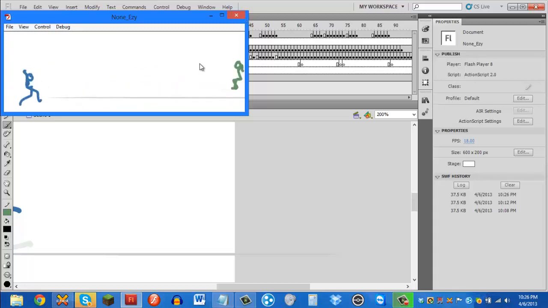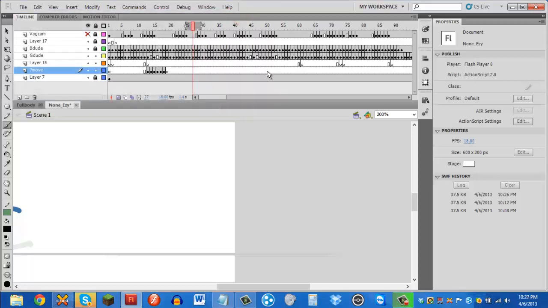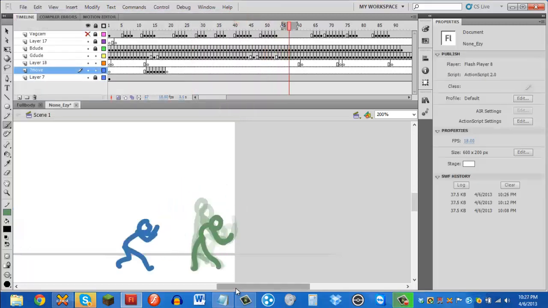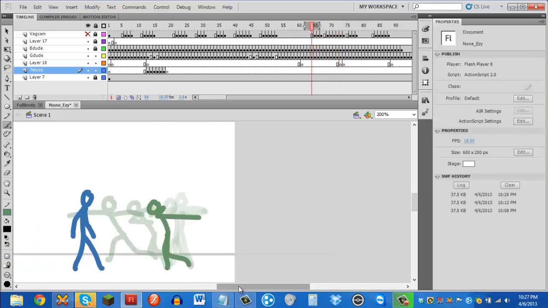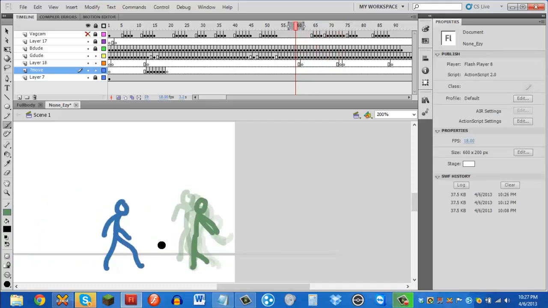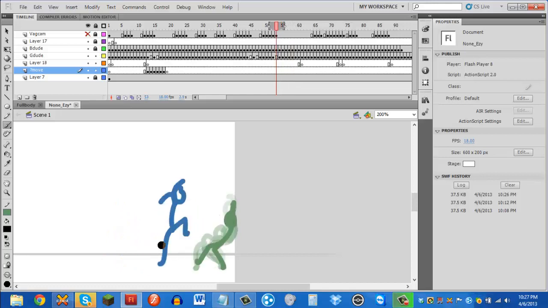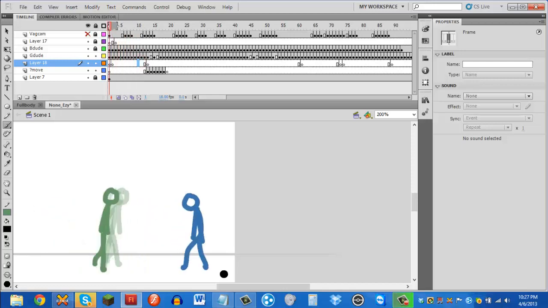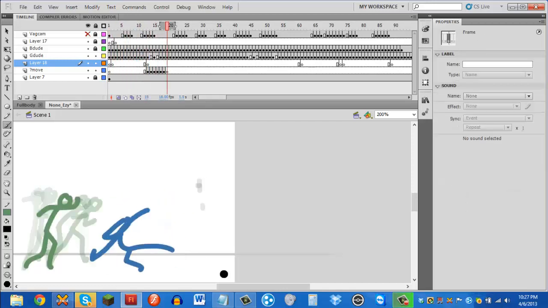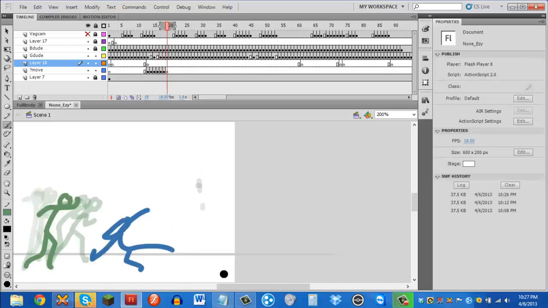But other than that, what else I didn't like was that the blue guy didn't actually cross his legs. Let me see if I can find it. Where is it now? Come on. Trying to find it.